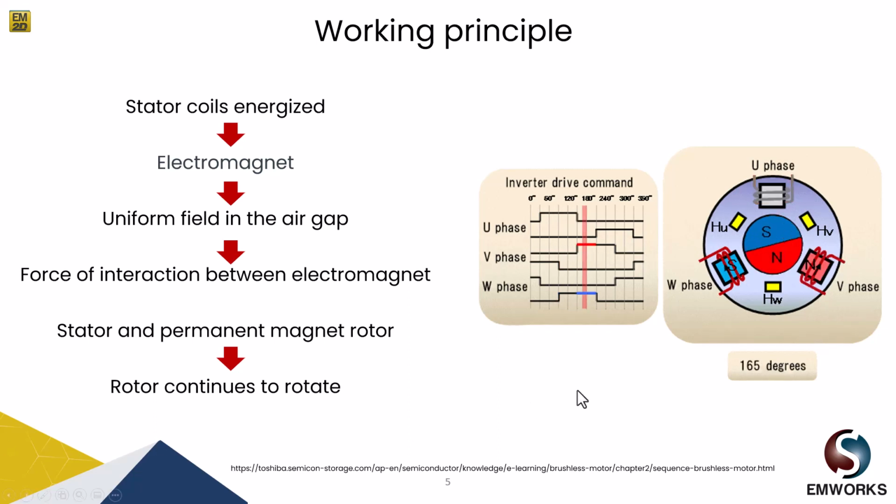With the switching of windings, as you can see on the figure on the right hand side, the particular stator coils are switched in a fashion as you can see in the inverter drive command, and the corresponding windings are energized as north and south poles. The permanent magnet rotor with north and south poles aligns with the stator poles, which causes the motor to rotate.